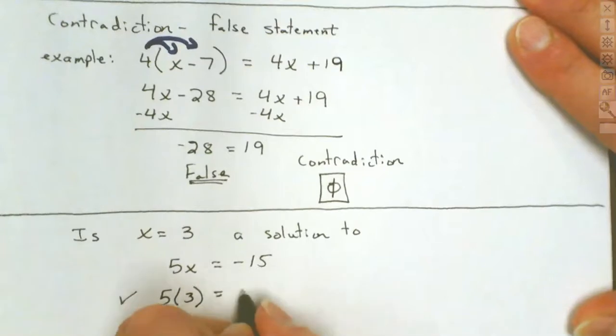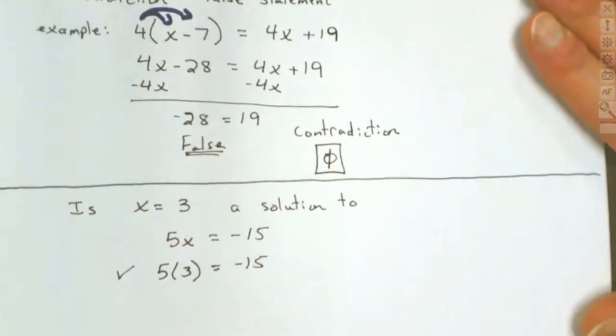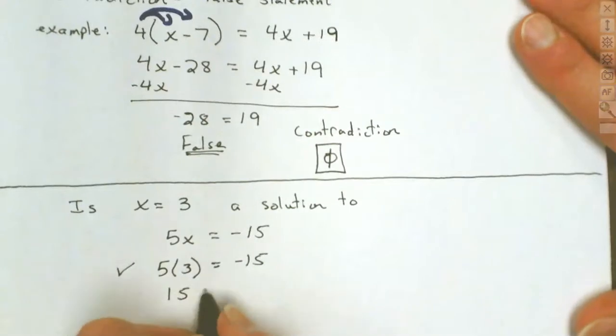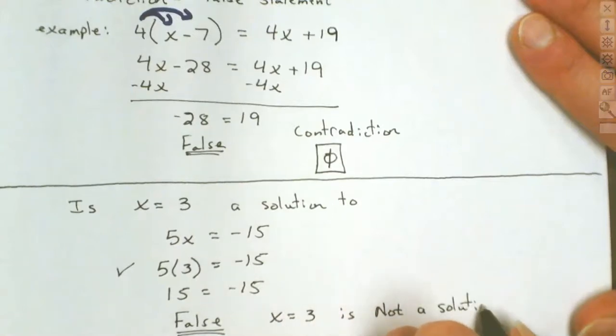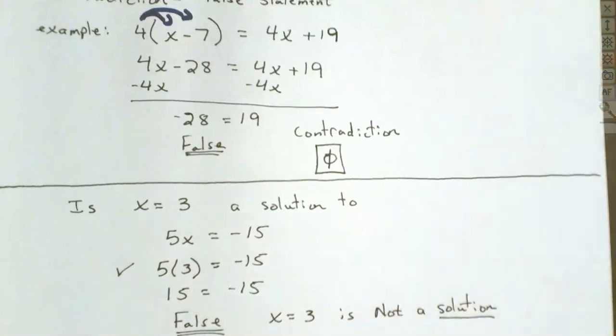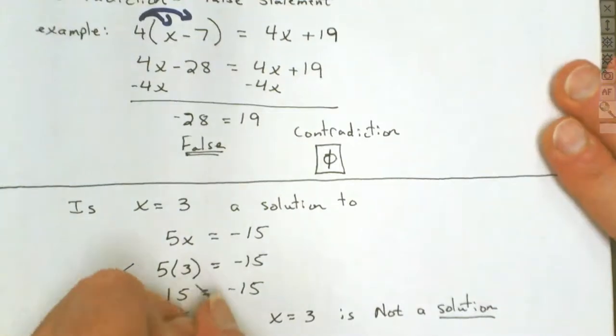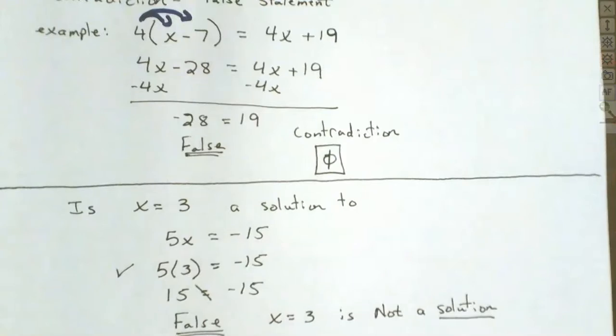And you can look at this one and quickly tell that it's not going to work because the left-hand side is 15, the right-hand side is a minus 15, and this is false. So what does that tell me? X equals 3 is not a solution. And again, what is a solution? A solution is a number that when you plug it in, will make it work. And x equals 3 does not work, does it? Right? These are not equal. Those do not equal each other, and that's not a solution.